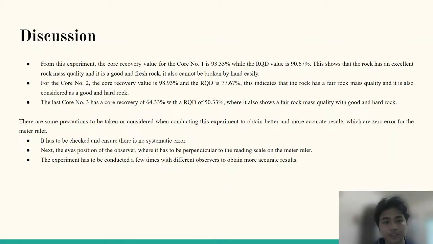Some precautions to be taken while conducting the experiment are that it has to be checked to ensure there is no systematic error. Next, the eye position of the observer has to be perpendicular to the reading scale on the meter ruler. And lastly, the experiment has been conducted a few times with different observers to obtain more accurate results.